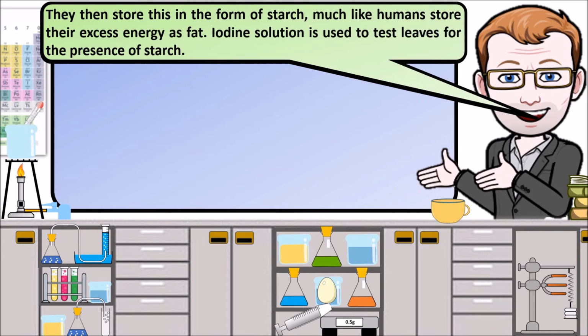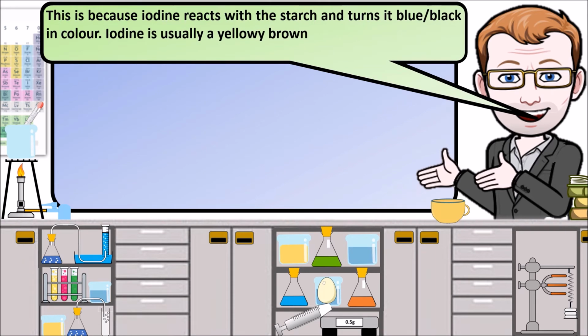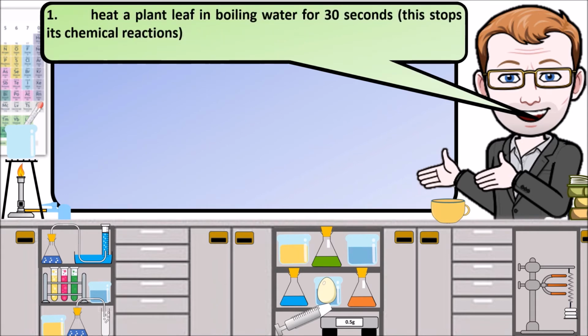We can then test the leaves using iodine solution to see whether any starch is present. So this is because the iodine reacts with the starch and turns a black colour. So iodine, before it's done anything, is usually a yellowy brown colour. So when we're testing leaves for starch, these are the general steps that we think about using.